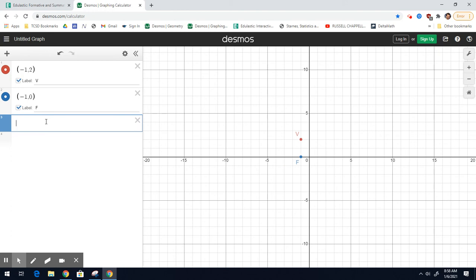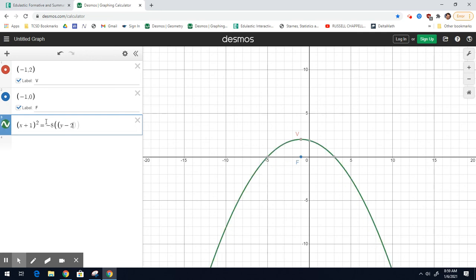And now I'll do the first equation exactly as I solved it. Parenthesis, x plus 1 squared equals -8, (y minus 2). Look at that. It goes right through my vertex. How cool is that? I don't know what I did there. Y minus 2. Okay, so that's the green graph.